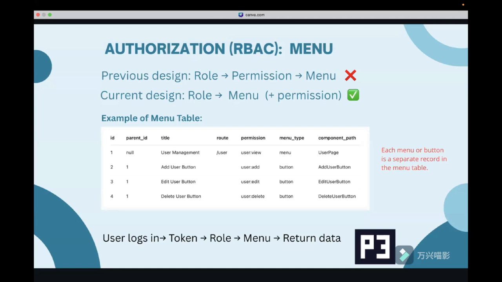So here is an example of our menu table. You could see that each menu or button is a separate record in the menu table. When the user logs in, the front end will send the login information to the backend, which checks the credentials and returns a token. The backend would get the user's roles, link them to the menus, and finally return the allowed menus and buttons. So the front end will build the side menu and also show the buttons based on the returned data. So that's all for my part.